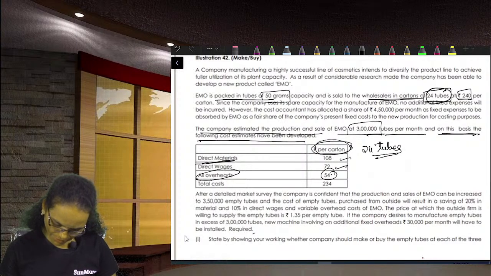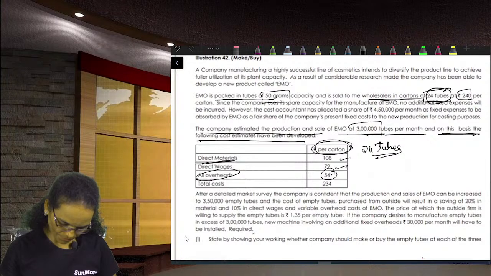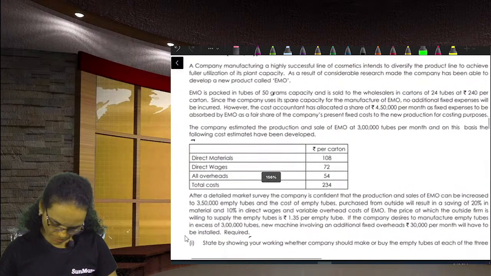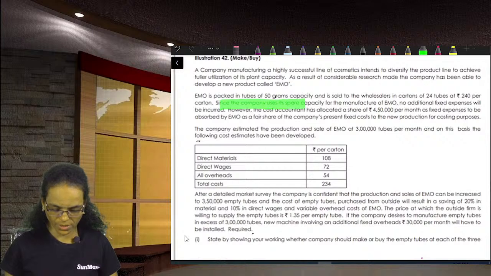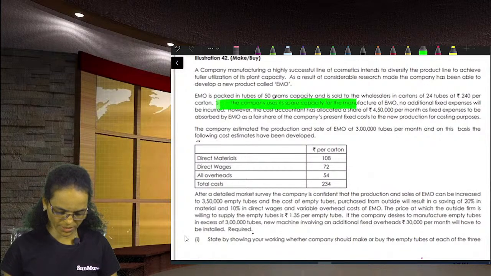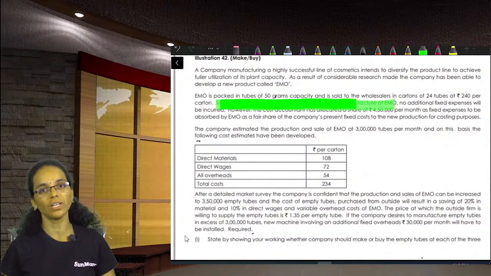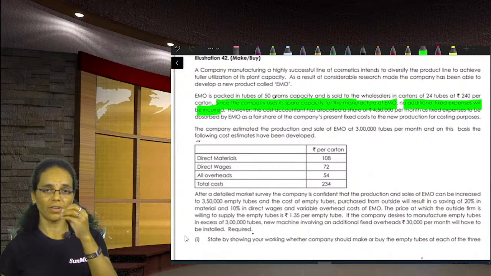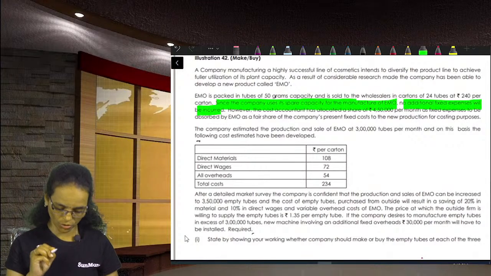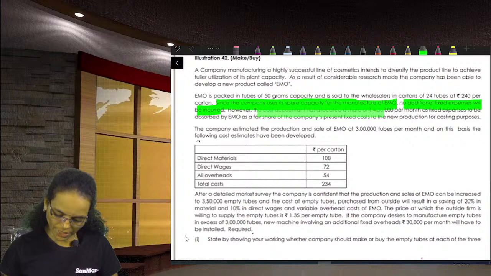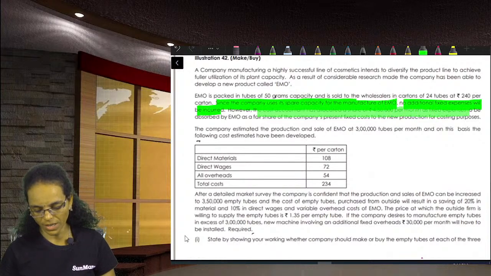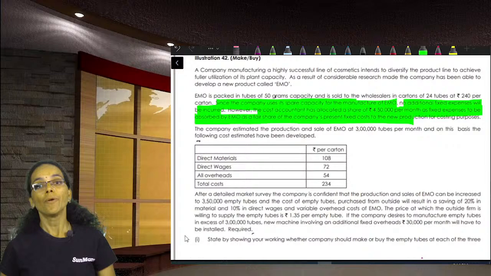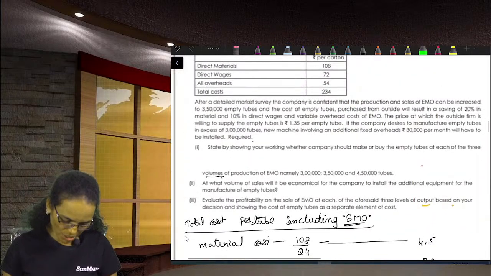See, one word we need to read once again. See here. Since the company uses its spare capacity for manufacturing of EMO, that is the one component, no additional fixed expenses are incurred. We are not incurring any additional expenses. However, the cost accountant has allocated a share of 4,50,000 rupees per month as fixed expenses to be absorbed by EMO as a fair share of the company's production. See, this is already included.